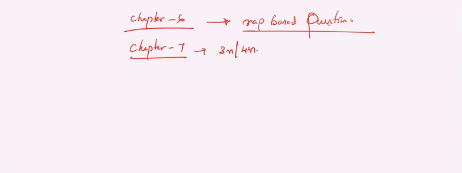Or same question they can ask you in another form. Make a note: the economic progress of the country depends on agriculture. Full stop, justify. Next, very, very, very important question.